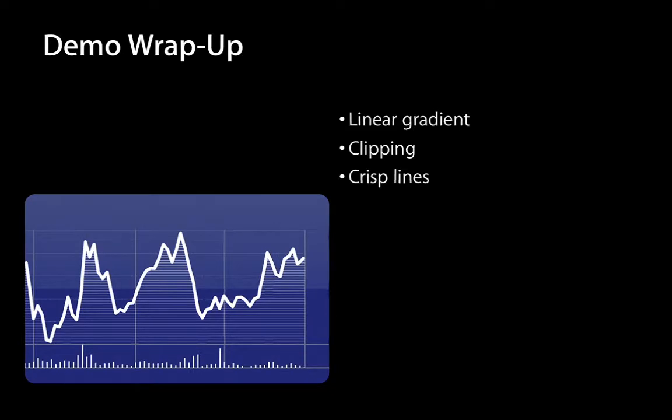Okay, so demo wrap up. We learned how to draw these lines. We learned how to apply a clipping path with some group of data. And we also talked about how to get crisp lines. Remember, whenever you have an odd width, if you want it to be crisp, you need to move it 0.5 one way or the other.